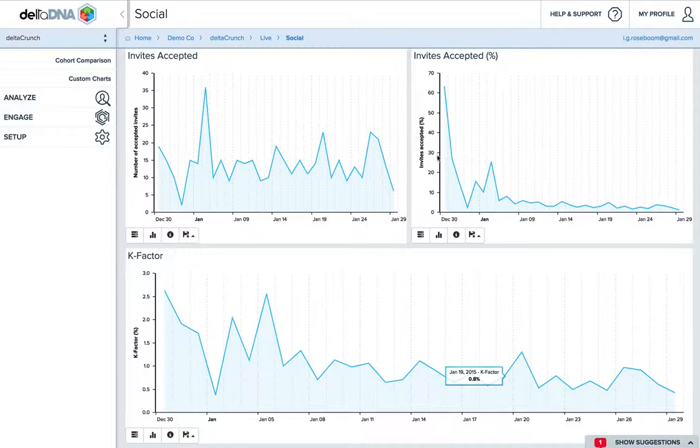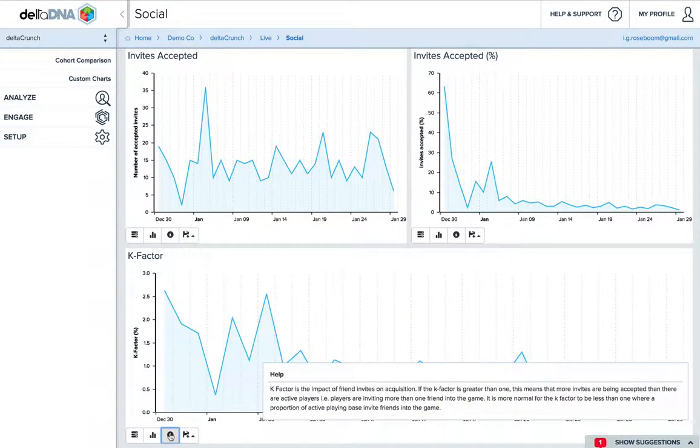No, sorry, it's not percentage of invites accepted. That's the percentage of invites accepted that are sent. The K factor is the number of accepted invites per player, I think. Something like that. Sorry. I did know this, but my brain's just gone blank.